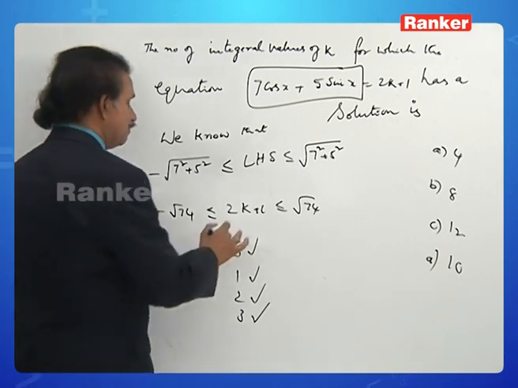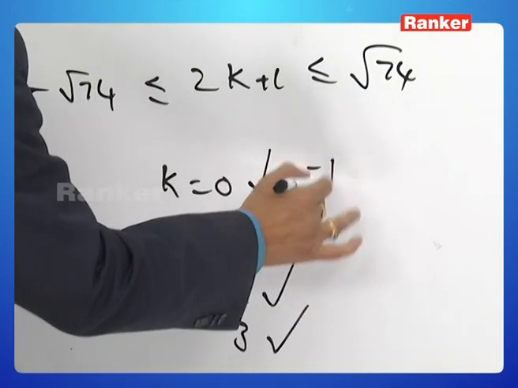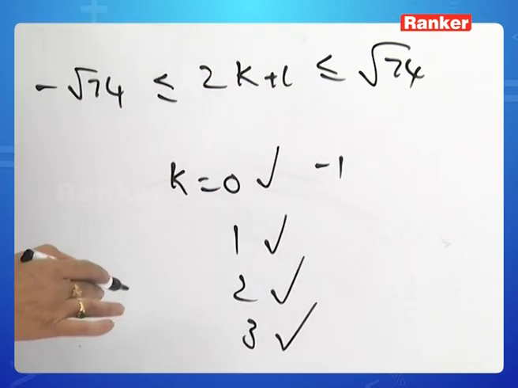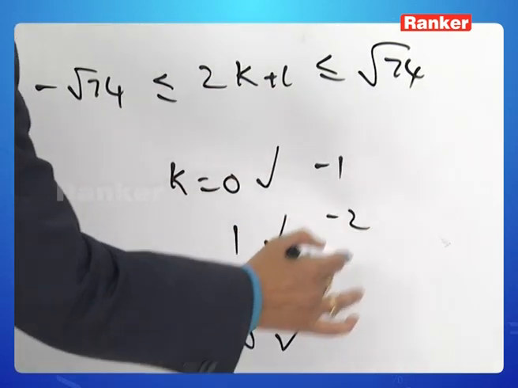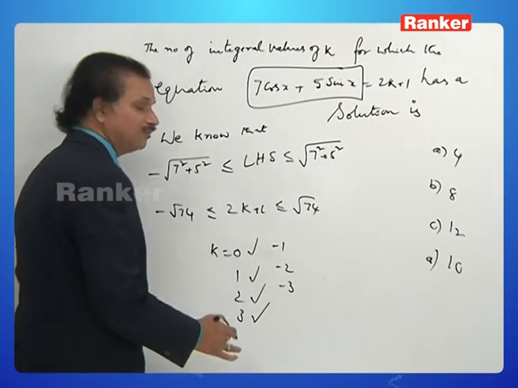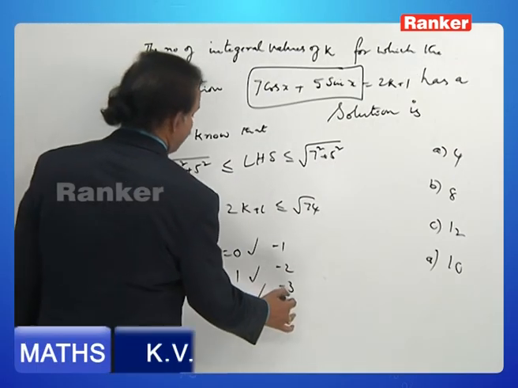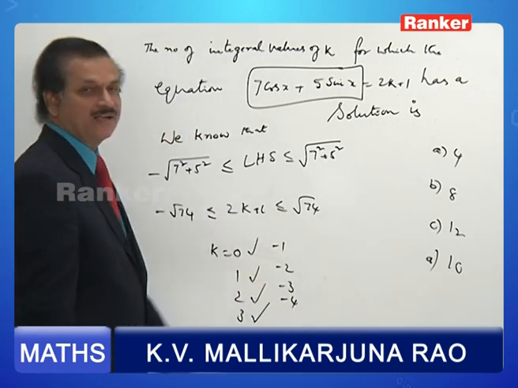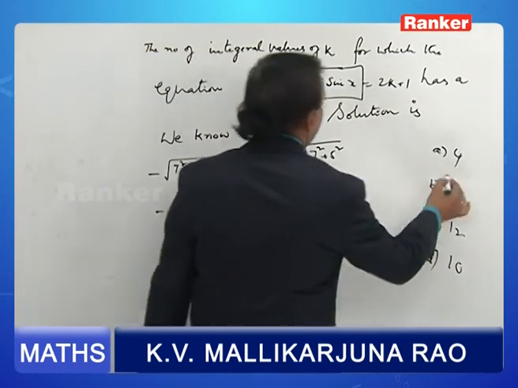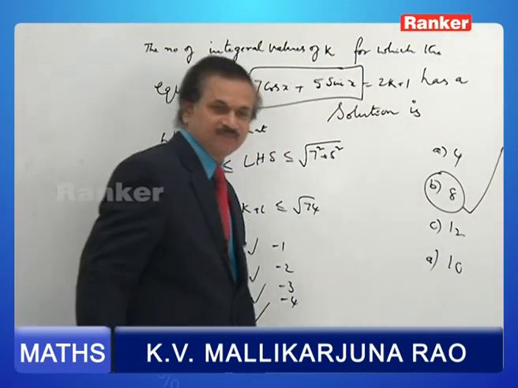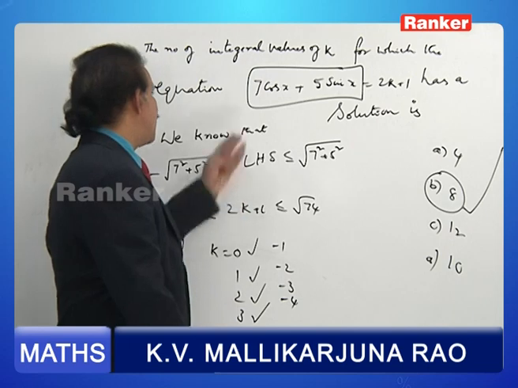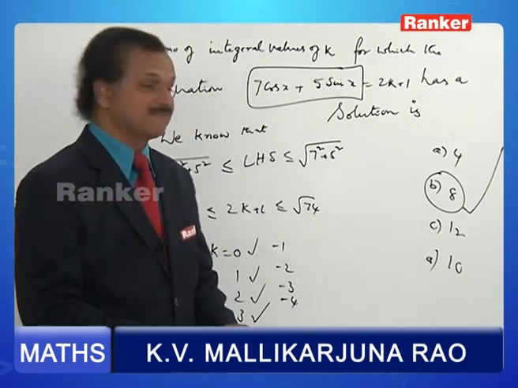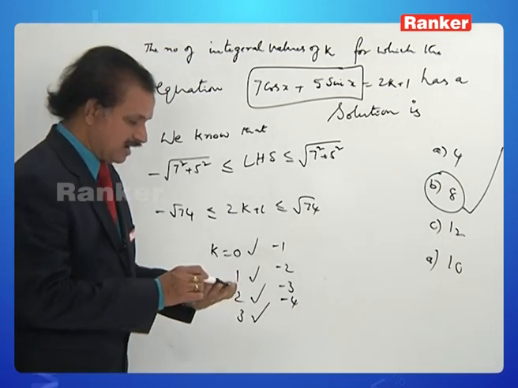If you take k is equal to minus 1, 2 minus 1s are minus 2, minus 2 plus 1 is minus 1, possible. Minus 2, okay. Minus 3 is also okay. Minus 4 is also okay. So altogether, how many possible values are there? 8 possible values are there. Hence the right answer is 8. So like that, you may have to make an attempt on such questions. A beautiful question it is. That is the answer for that question.